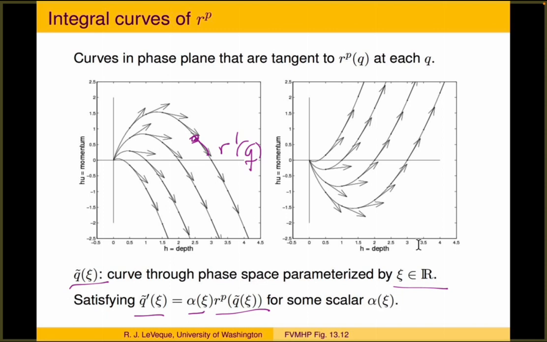So for shallow water equations, a natural parameterization that we'll look at later is to take xi to be h, the depth of the fluid, or the distance along the horizontal axis here, because each one of these curves is single valued as a function of h. So that's one possible parameter, but that's not the only parameter that one could choose.